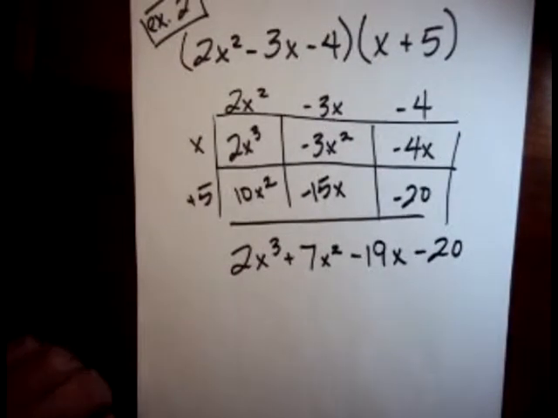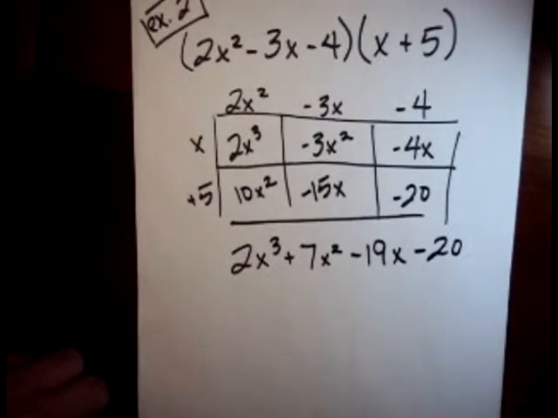So these are a couple of trickier examples that you might see with FOIL, and kind of the advantages to using expansion boxes.